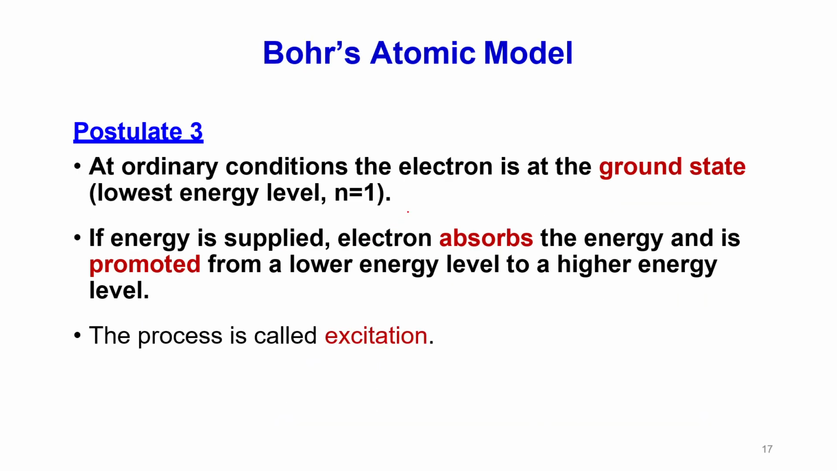So Bohr's atomic model 3. So pada lowest energy level n equals to 1, okay, dia akan ada lowest energy, we call that as ground state. Okay, energy yang paling rendah pada n equals to 1. Okay, what happen when energy is supplied to the electron? So bila dia supply energy, electron will absorb that energy and it will excite.